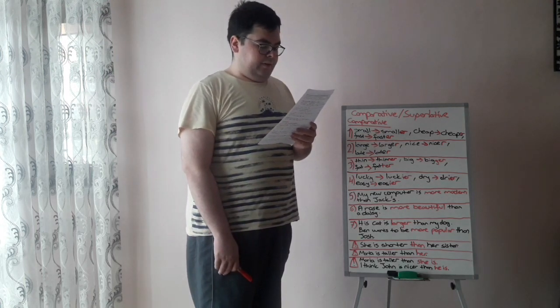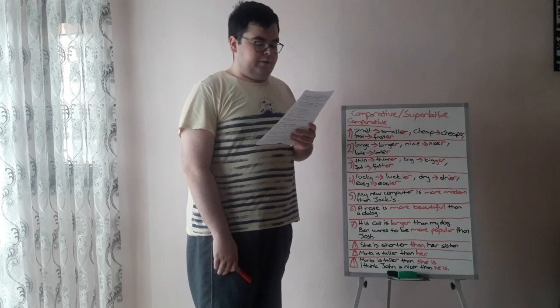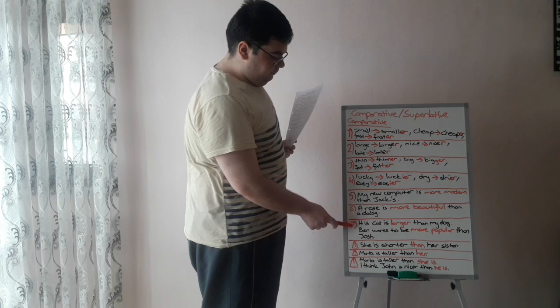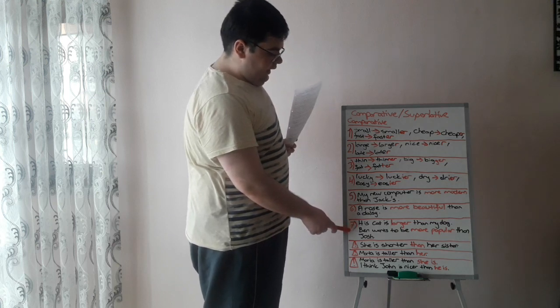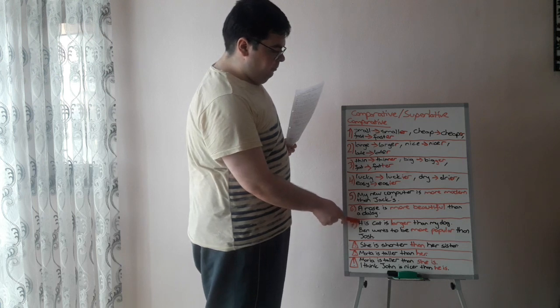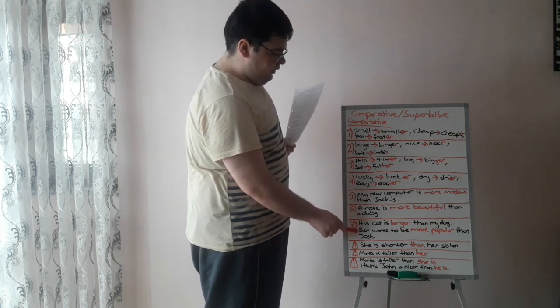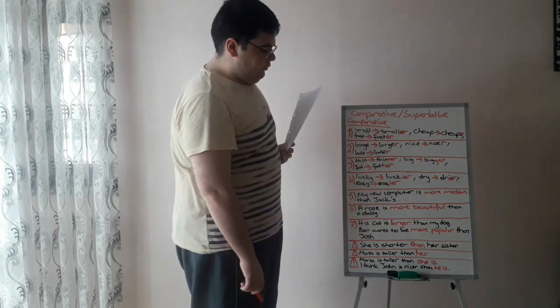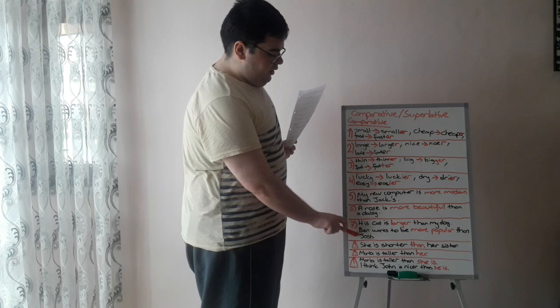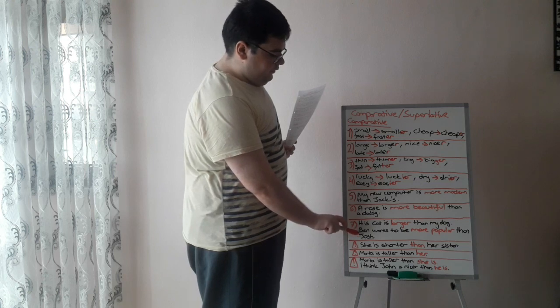We use comparative adjectives when we compare two people or two things. Let's look at our examples. His cat is larger than my dog. Let's look at another one. Ben wants to be more popular than Josh.